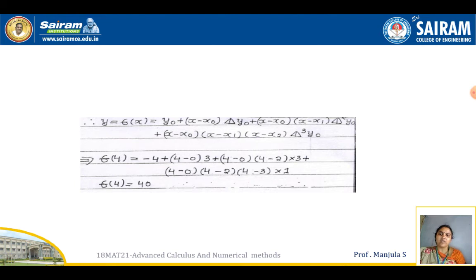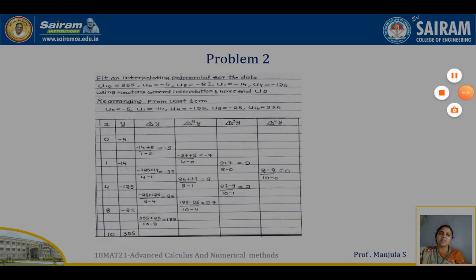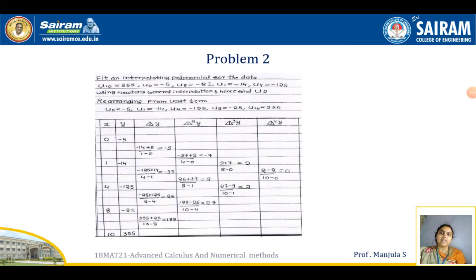All the values are there in that table. So you just substitute, and in place of x you substitute 4, because they asked us to find the value of y at x equals 4. It means we have to find the value of f of 4. So x naught, x1, x2, x3 and y naught and del y naught, these values we can get from that table, and in place of x substitute 4. Carefully we have to do the simplification. On simplification we get the value of f at x equals 4. It means f of 4 is 40. This is our required solution. Now we'll go for the next problem.